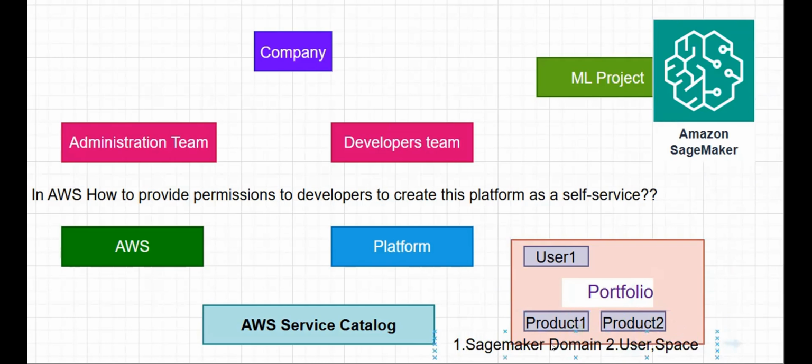Why is this SageMaker domain required? In order to access SageMaker, we need this domain. That's why we are creating it as product one. In product two, for this user, in order to create some space or do experimentation, we are creating the user as well as some space. Then we'll create the portfolio as the administrator and add these two products as well as this developer user to this portfolio.